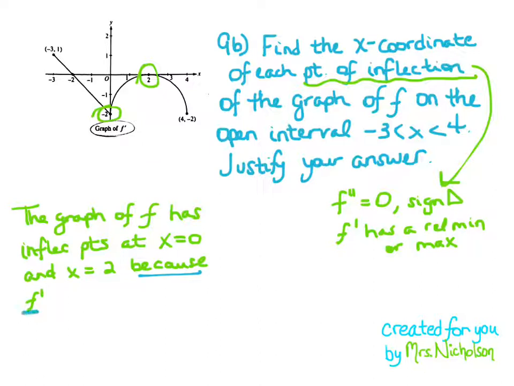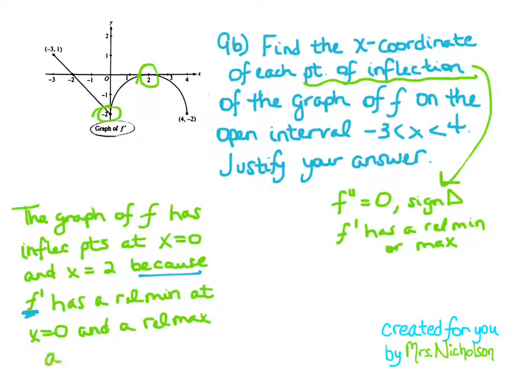the very first thing that should follow that word is whatever's given to you in that particular problem. I can't justify my answer using f double prime because I don't have f double prime. I need to justify using f prime. And this is because f prime has a relative min at x equals 0 and a relative max at x equals 2.